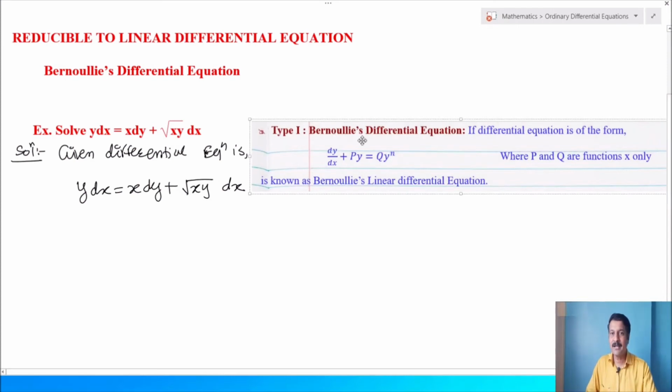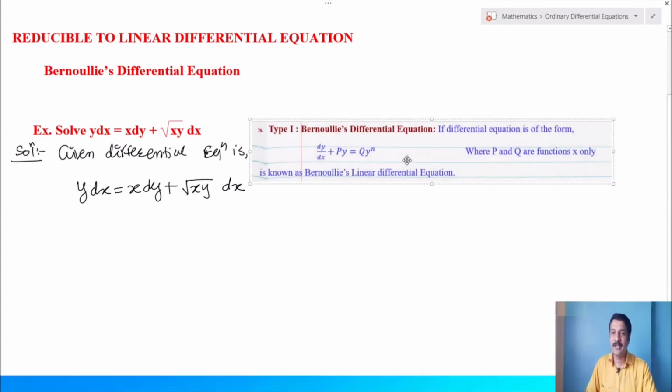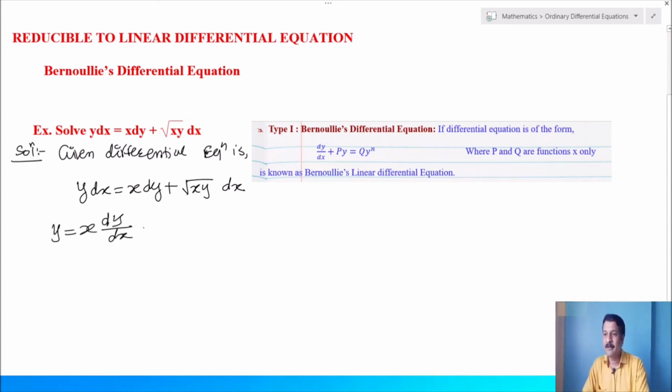Type 1 Bernoulli's linear differential equation is in the form dy by dx plus p into y equal to q into y raised to n. So I want first dy by dx. If we divide throughout by dx, I am getting y equal to x dy by dx plus under root of xy. The same thing I can write here: x dy by dx plus root of xy equal to y.